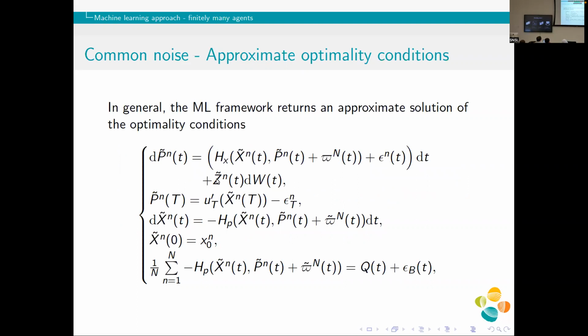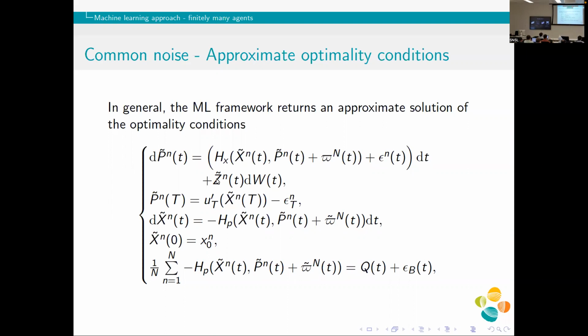Now, what you can do, we could think is this. Well, in fact, our machine learning framework returns an approximate solution of the optimality conditions with some errors, right? And one question that you may ask is the following: okay, so we have this machine learning framework, we produce some numbers, how do we know that they are correct? And there are two ways. One is to prove convergence. Say I take a large enough neural network.